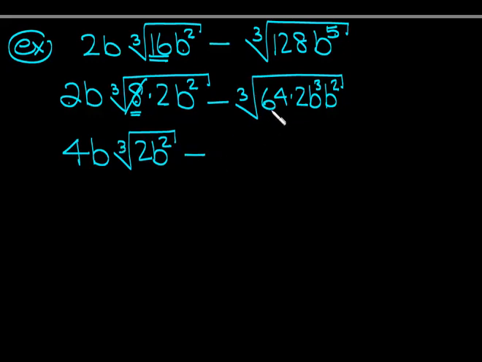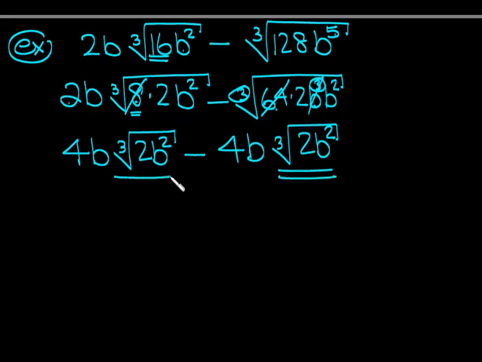Over here, the cube root of 64 is 4, so this came out. The power and the index are the same, so the base comes out, so you just get a b. I don't have to worry about absolute value since the index is odd. So that came out. What am I left with? The cube root of 2b squared. This radical and this radical are the same, so you add the stuff in the front. What is 4b minus 4b? 0. So the answer to this is just 0.